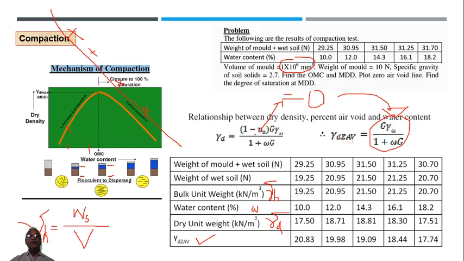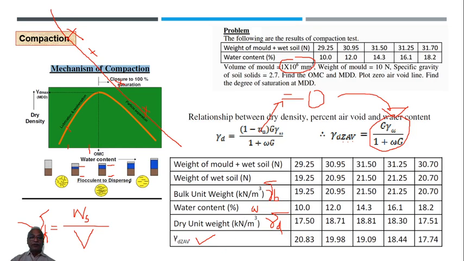But suppose I assume 5% air voids or 10% air voids, then rather than this equation you have to use this. Here you can substitute 5%, in the sense 0.05, so there will be a multiplier of 0.95 for these values, and you will be getting, rather than ZAV, a 5% air void line or a 10% air void line. Like that you can go on plotting any percentage of air void lines.